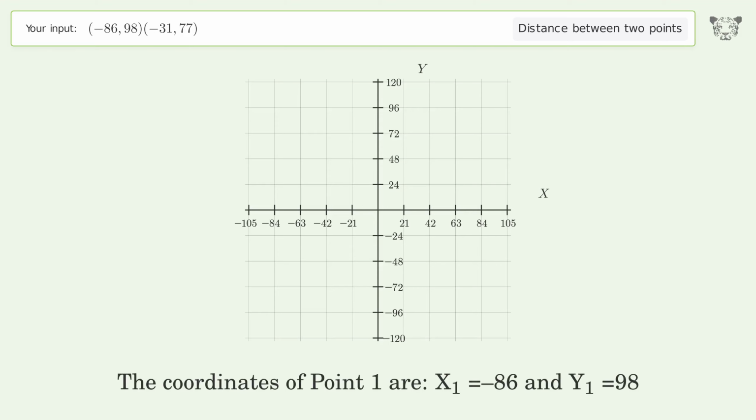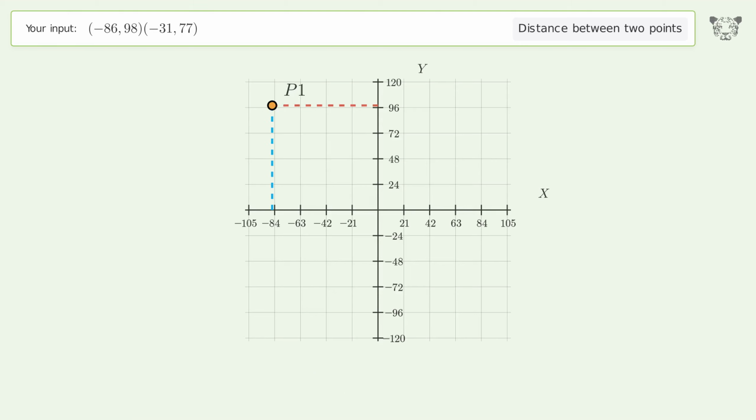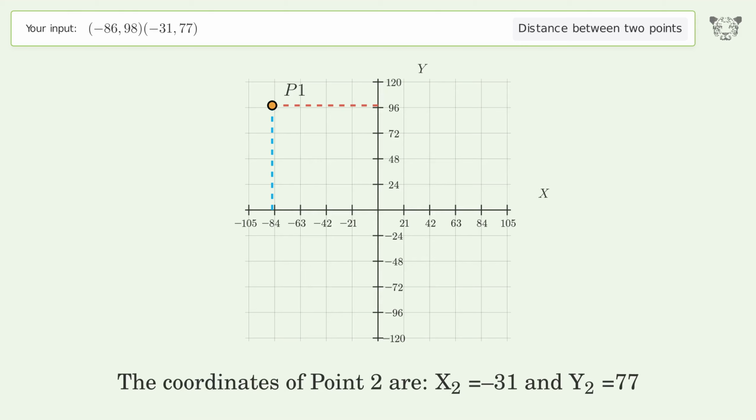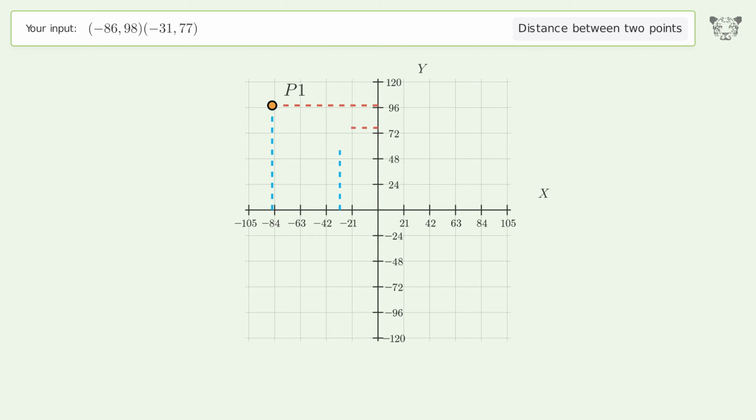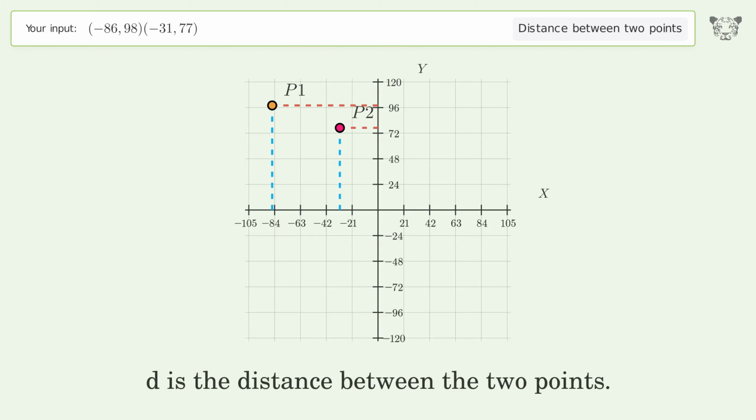The coordinates of point 1 are x1 equals -86 and y1 equals 98. The coordinates of point 2 are x2 equals -31 and y2 equals 77. D is the distance between the 2 points.